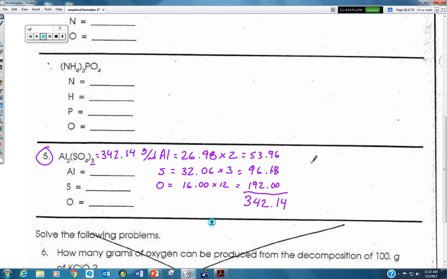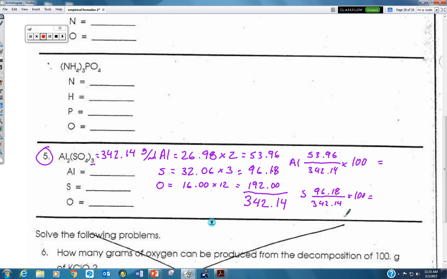So again, it is the element mass over the molar mass. So we will do this for each of these. For aluminum, we have 53.96 divided by 342.14 times 100. So that's for aluminum. For sulfur, it's going to be 96.18 divided by 342.14 times 100.